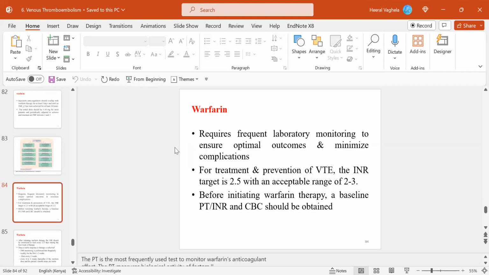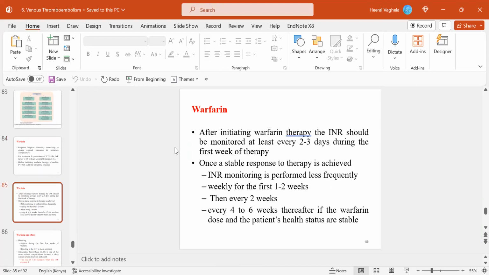Of course, with all these medications, before you start therapy, you have to measure baseline PT INR and CBC also. Then if you want to check how the patient is responding, you keep on doing these tests either weekly or every 2 weeks to see the progress of that clot, if it has been dissolved or if it's still there.